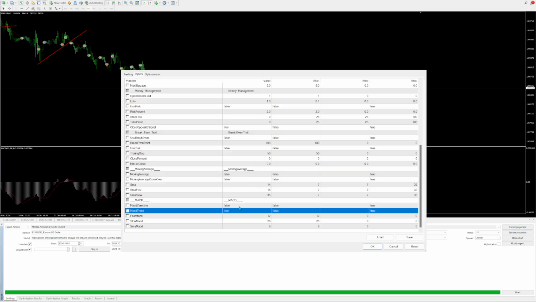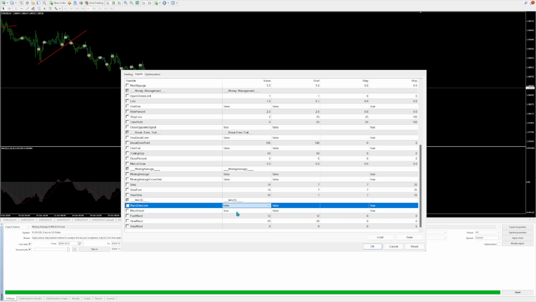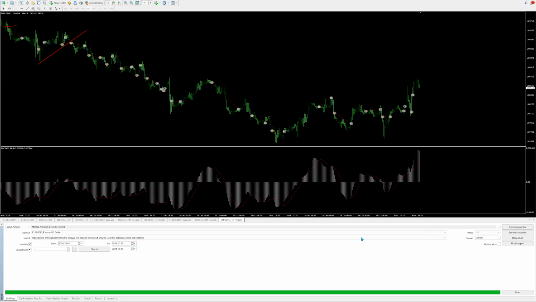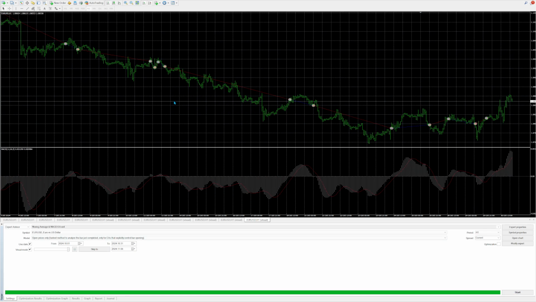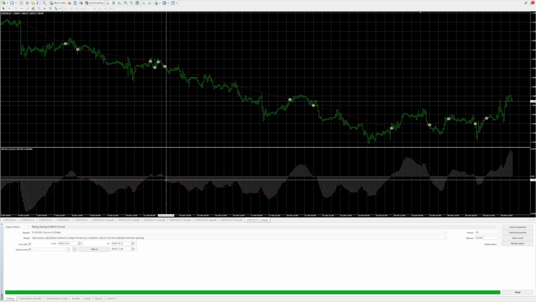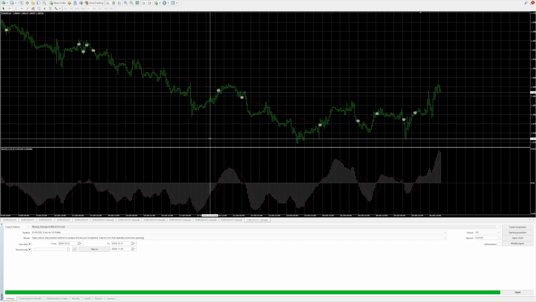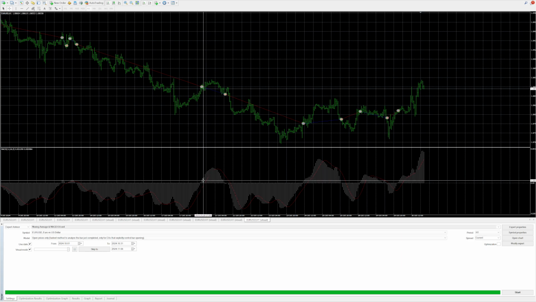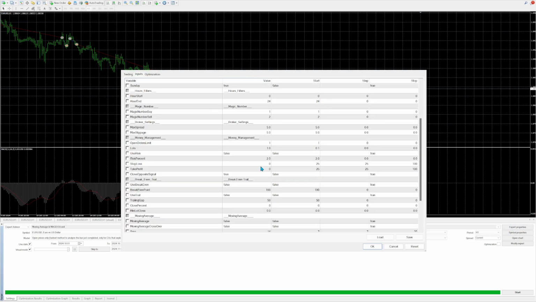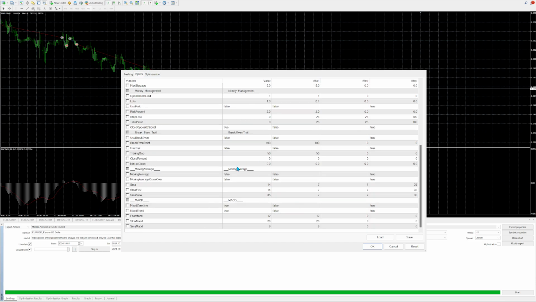MACD trend, zero line, you can combine them as well, so you can have a MACD trend and zero line both have to agree. So we run that. So it will sell when the MACD is below zero and also below the trend line, and buy when the MACD is above zero and above the trend line as well. So you can just combine the settings as you deem necessary. Okay, so that's all the settings covered in the strategies.